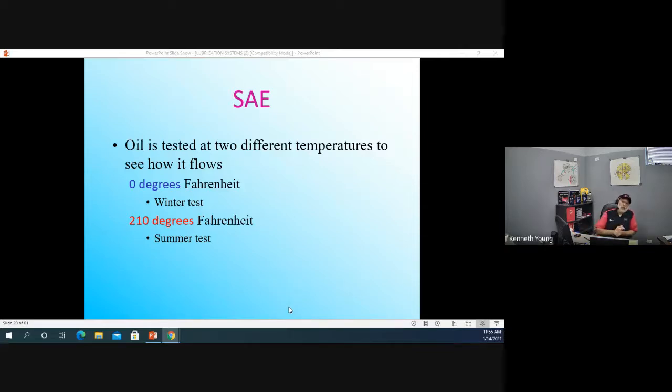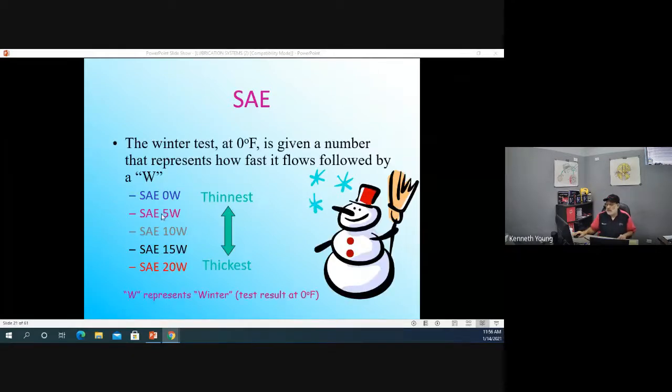The W means winter. So I always say weight because I'll say, hey, I'm using 30 weight oil, but 30 weight has nothing to do with the W that's in there. W means winter test. So 5W30 is a winter oil, and it's also a summer oil. Your oil is tested in two temperatures, 0 degrees and also 210 degrees. So how does the oil flow at 210 degrees? How does the oil flow at 0 degrees? That's what these guys do.